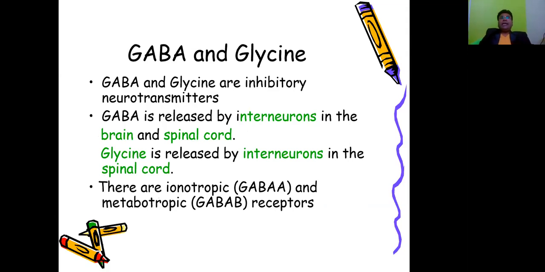GABA and glycine are inhibitory neurotransmitters. GABA is released by interneurons in the brain and the spinal cord, whereas glycine is released by interneurons only in the spinal cord. There are ionotropic GABA A and metabotropic GABA B receptors. So, GABA A receptors are ionotropic in nature, and GABA B receptors are metabotropic in nature.